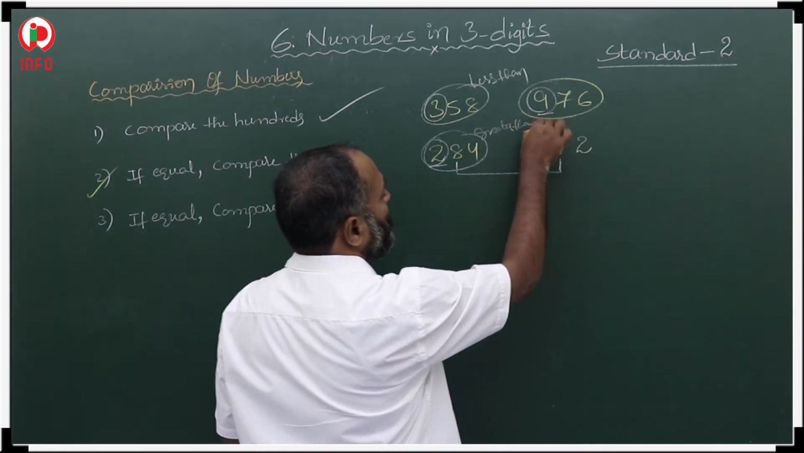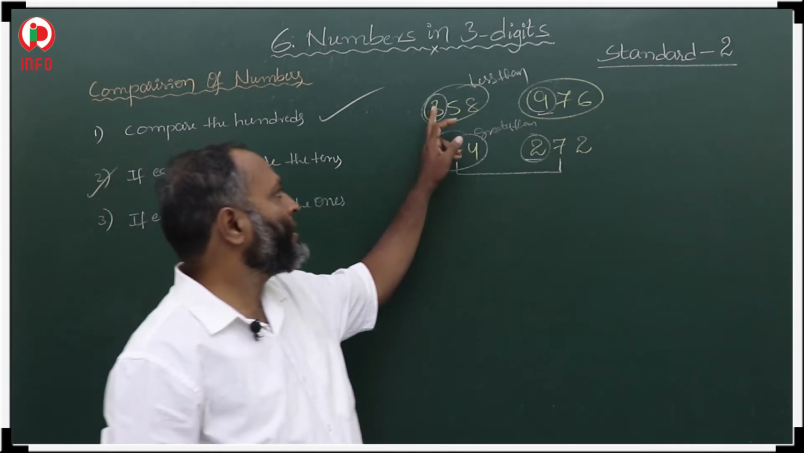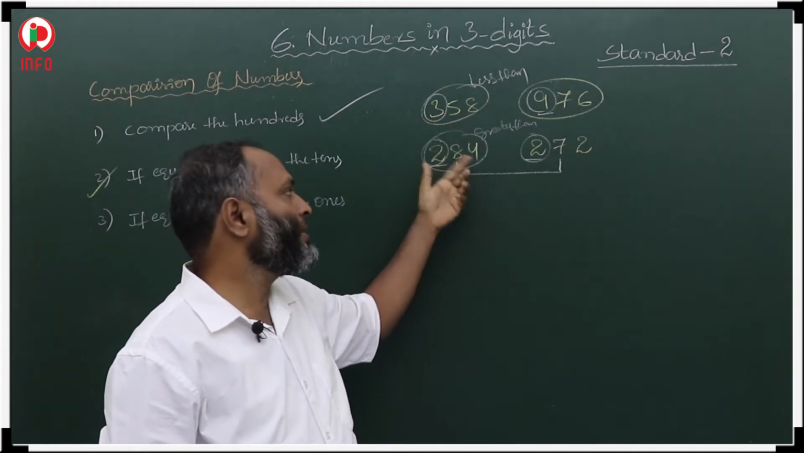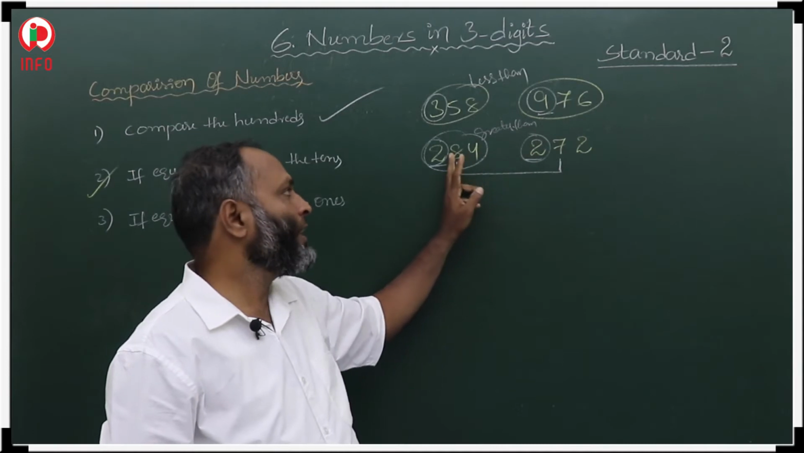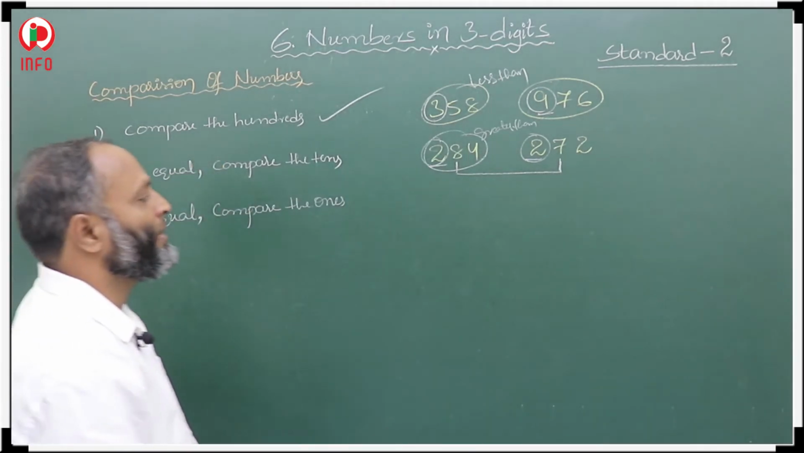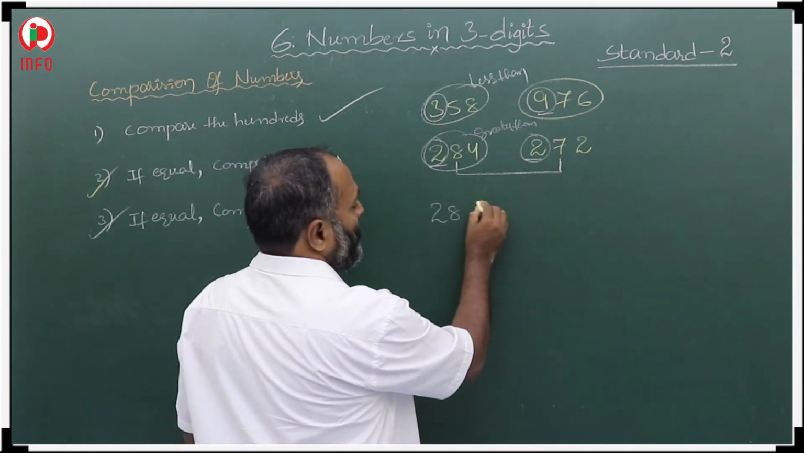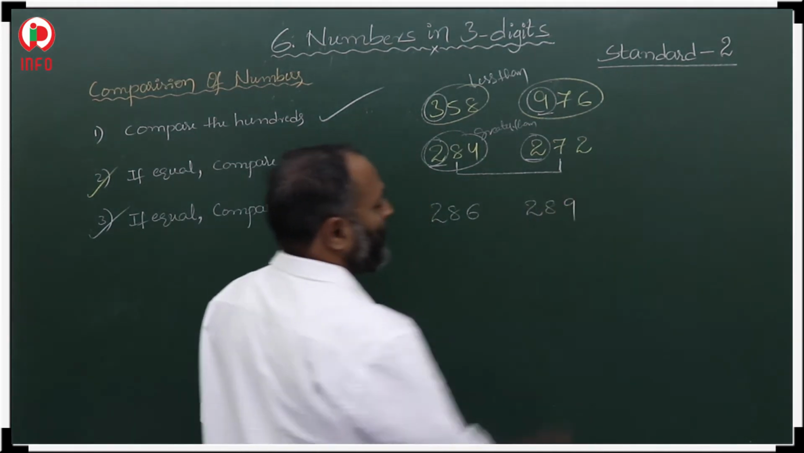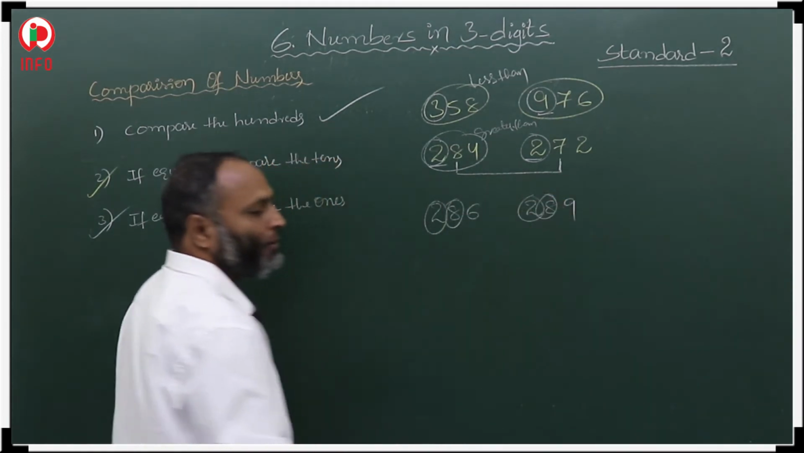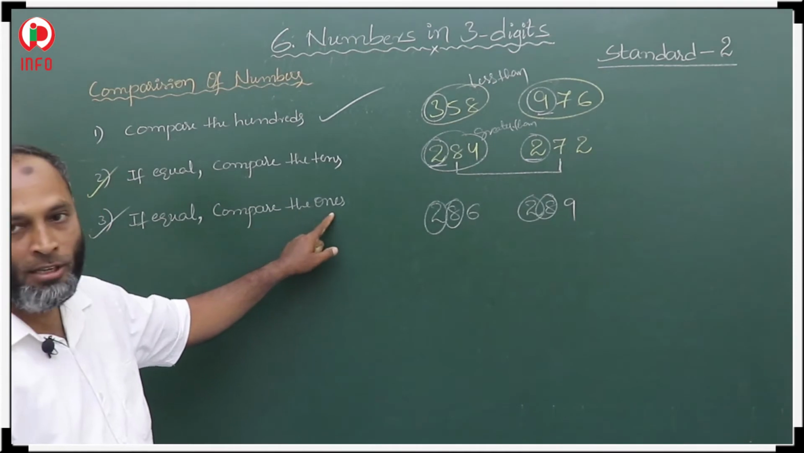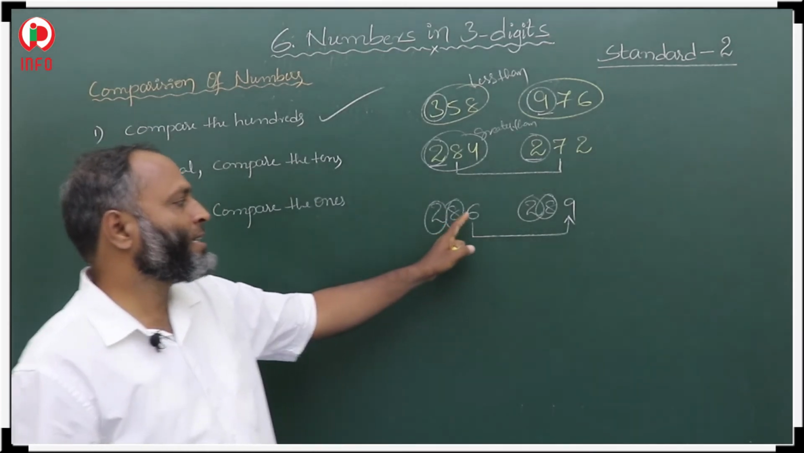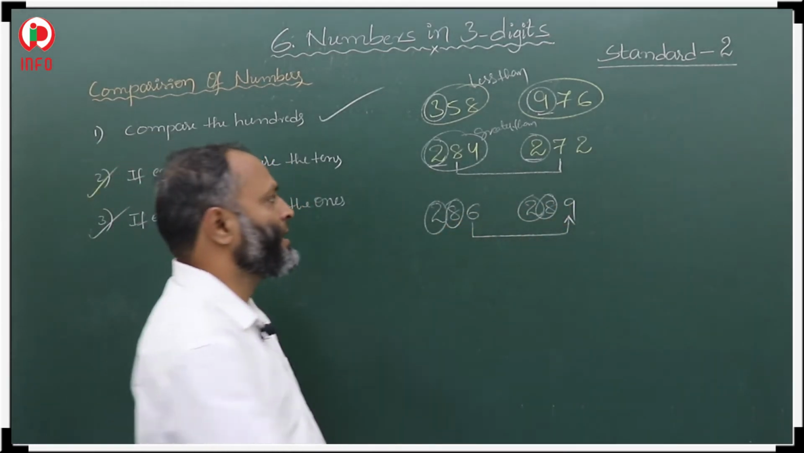Okay. One by one we have to check. Once the hundreds place values are different, then no problem. If the hundreds place values are equal, then we have to compare tens places. And in the third case, if hundreds places are equal and tens places are equal, then compare ones places. Now we compare ones place. In ones place, between 6 and 8, 6 is less than.